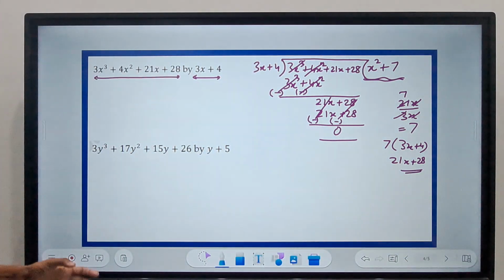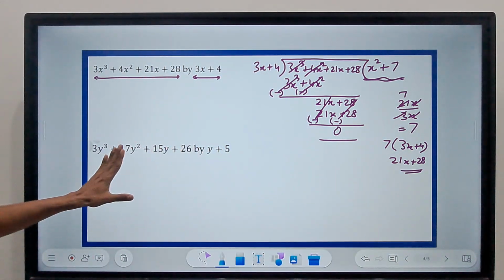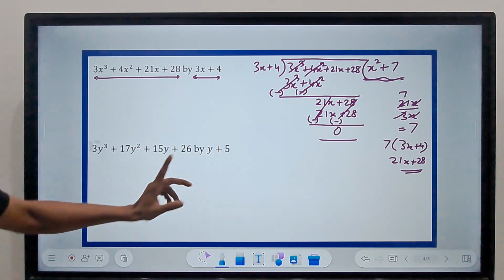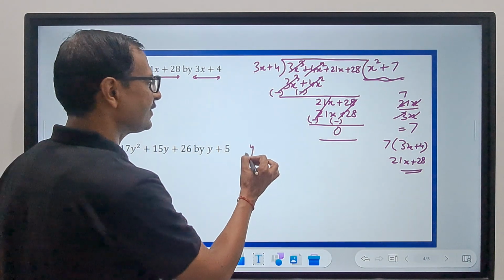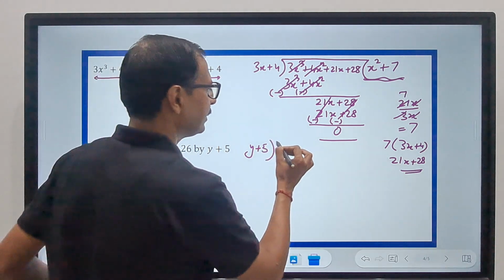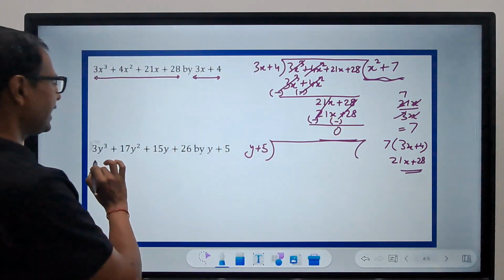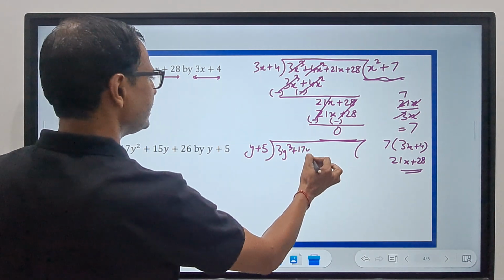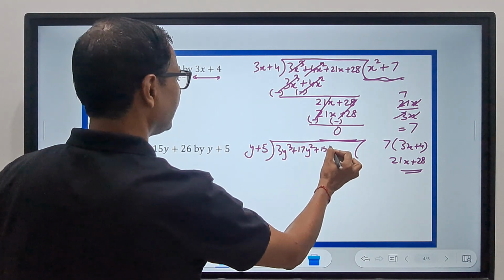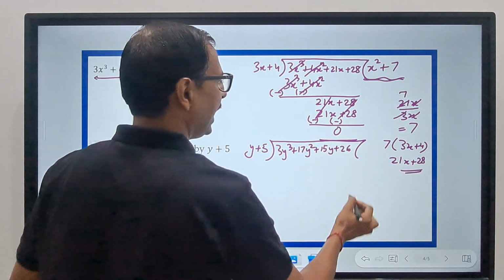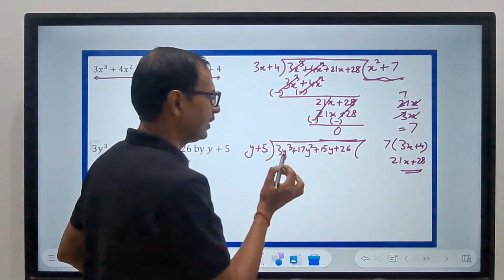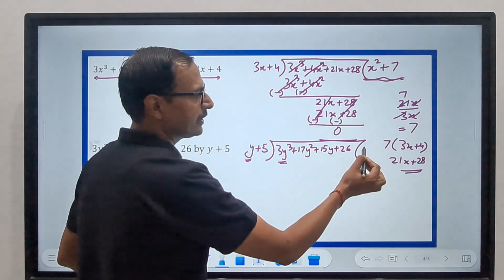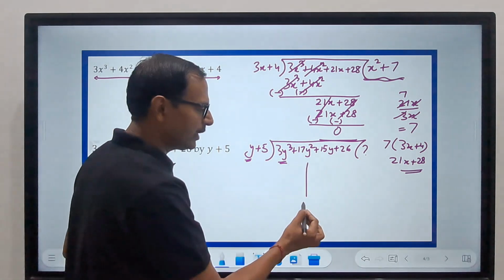So again, the same thing works out here also. We have a big polynomial here, and that is to be divided by y plus 5. So you will write y plus 5 as the divisor and the dividend as this particular polynomial, 3y cube plus 17y square plus 15y plus 26, and perform the same steps again. Divide this by the first term here, you get the first term here, and then perform it.